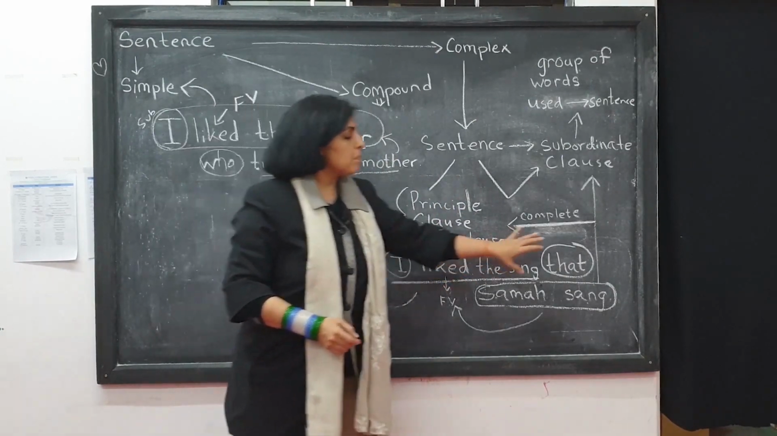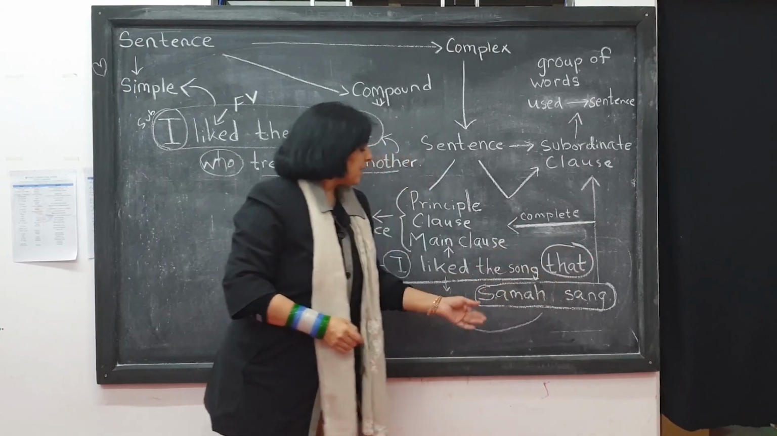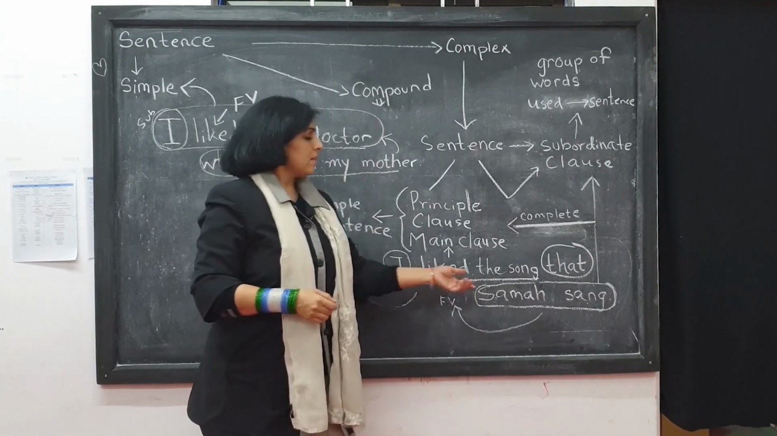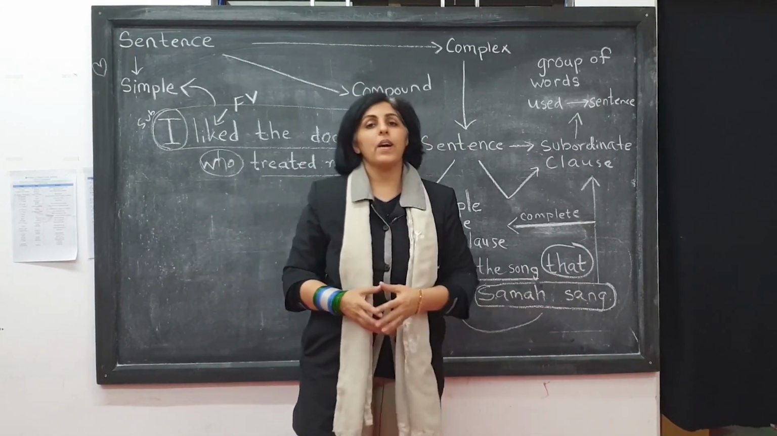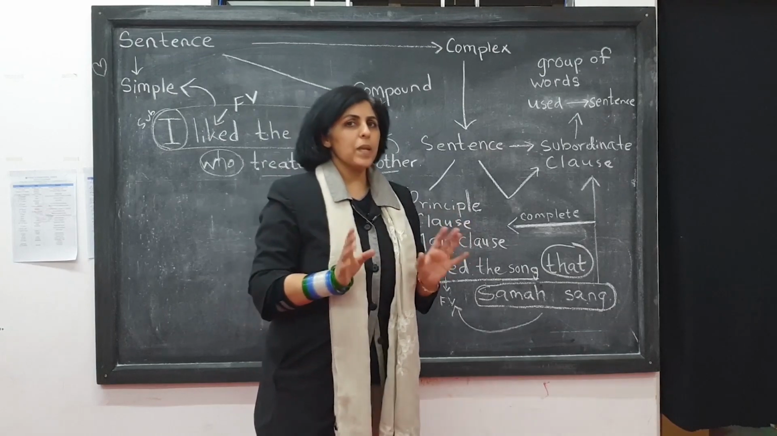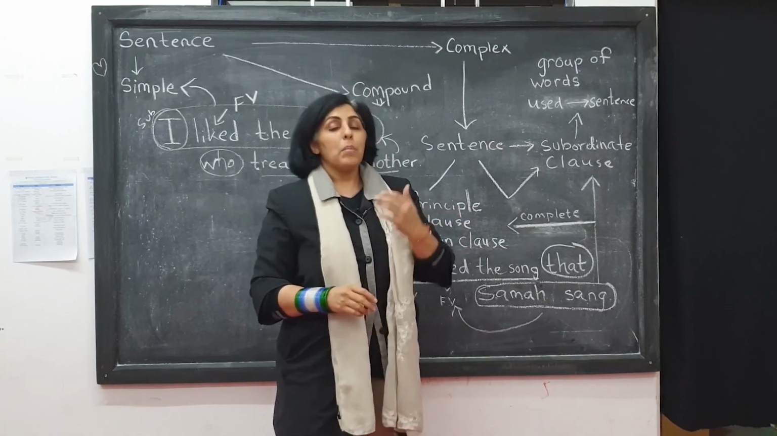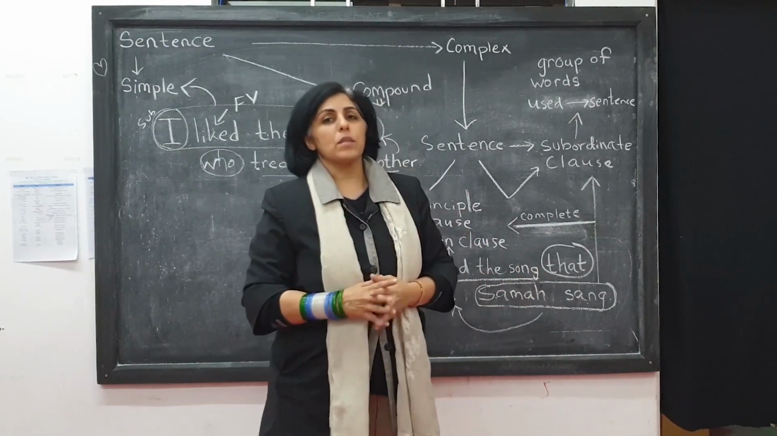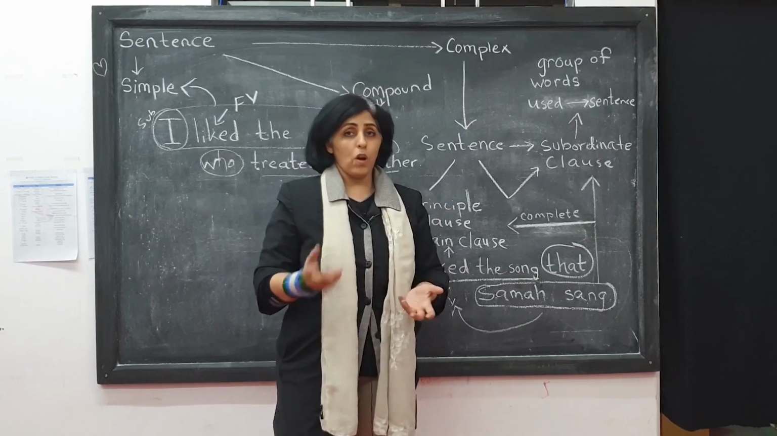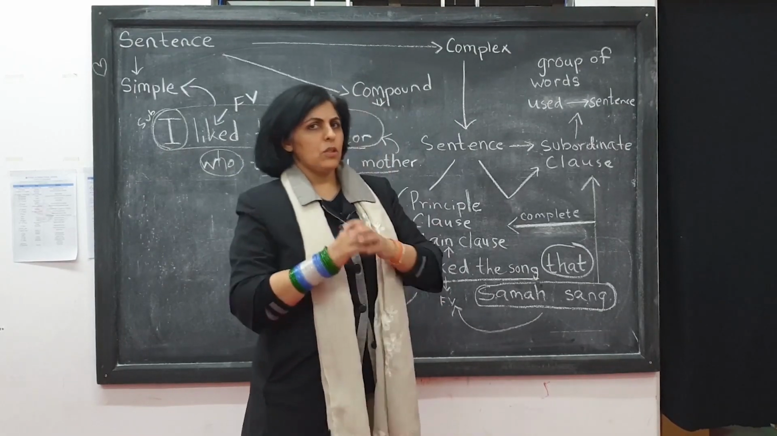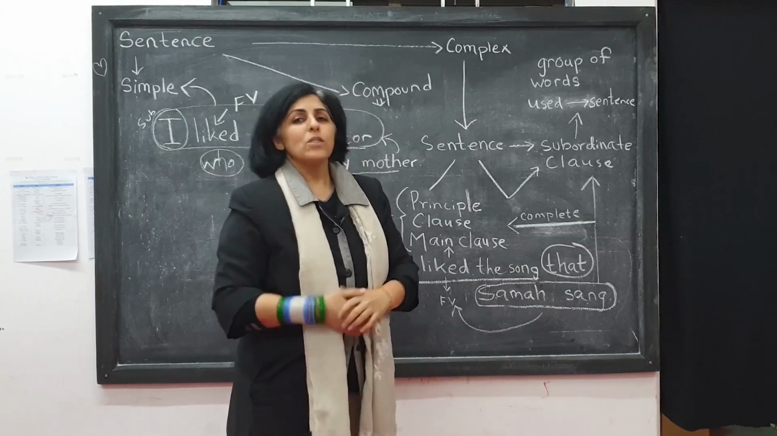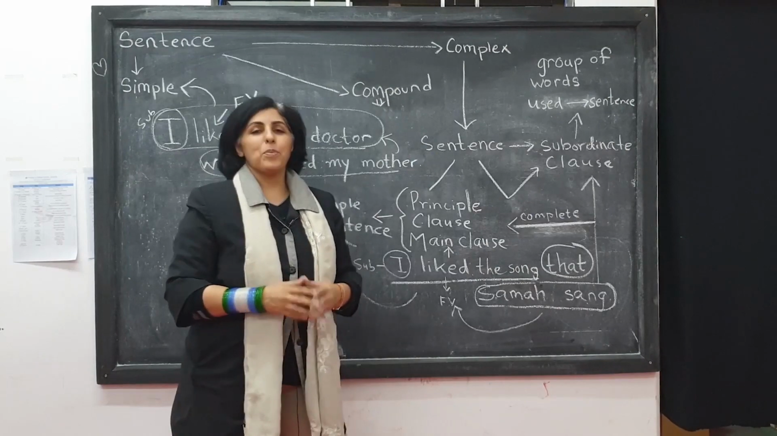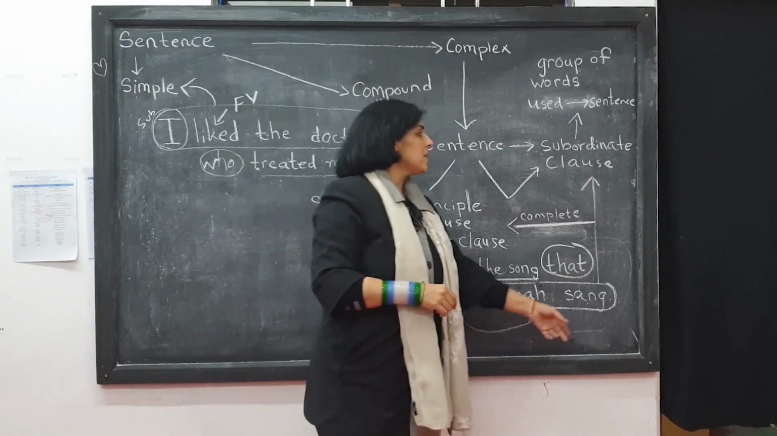Now if you go to the next part of the sentence, leave this be, and let's talk about Subah sang. Subah is a subject, sang is a finite verb. So technically speaking, it should be a simple sentence, but it is not. Why? Because when I say Subah sang, it does not express my thoughts completely. I have questions. Subah sang what? Subah sang where? There are so many questions that come to your mind. That is why Subah sang cannot be a principal clause or a main clause. It has to be a subordinate clause.